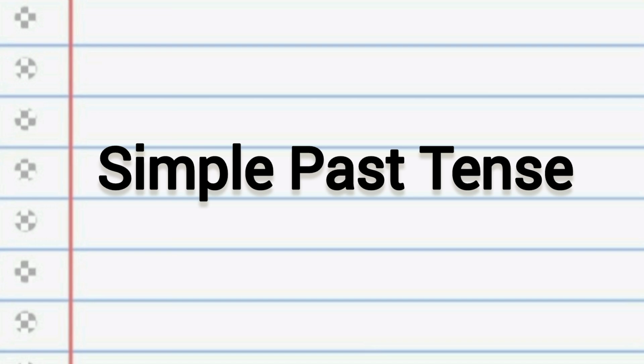Let's move on to the simple past tense. The simple past tense is quite simple. We use it to talk about actions that happened and were completed in the past. Let's go through the formula.